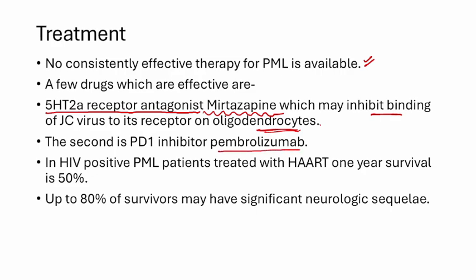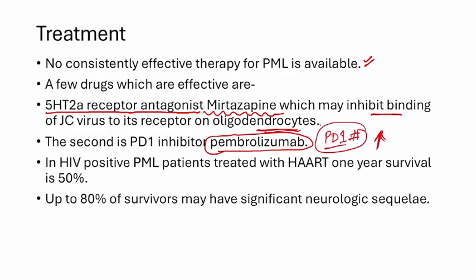The second agent is pembrolizumab. It is a PD-1 inhibitor. It is a cell signaling receptor inhibitor. This way the immunity is activated. It is very ironical, because PML is seen in immunocompromised individuals, and we have to stimulate the immunity of such people. To stimulate the immunity, we give drugs which stimulate the T cells. Pembrolizumab is one of them.